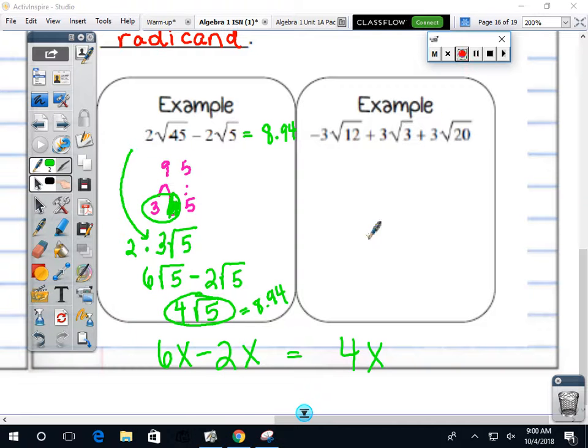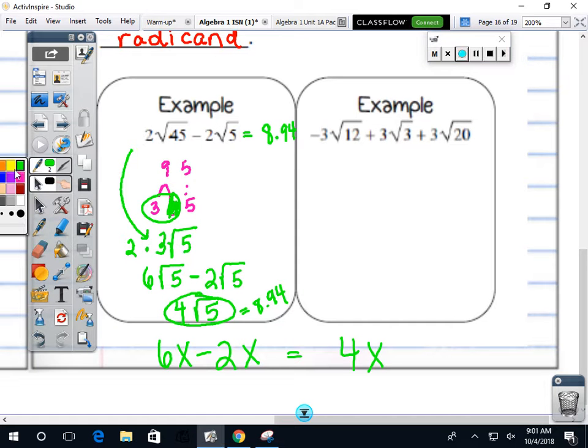Let's try this second example. This time they're asking us to combine 3 different radicals. Now, so far they all have the same index. If there's no index visible, isn't it understood to be 2 right here, and right here? So all of them have an index of 2. They're all square roots, so they match in that sense. But do all of their radicands match? No. We have a radicand of 12, a radicand of 3, and a radicand of 20. That's why up there on that page it says simplify everything first.